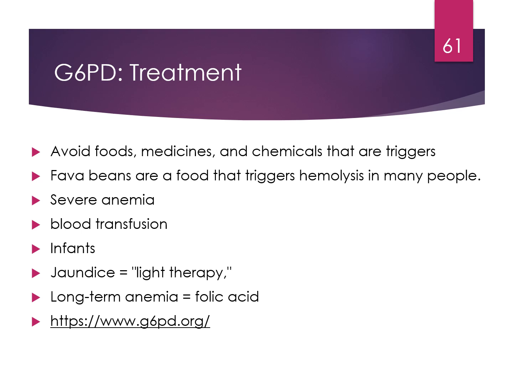For treatment, individuals who have G6PD deficiency need to avoid foods, medicines, and chemicals that may be triggers. Fava beans are a food that triggers hemolysis in many of these patients, so you want them to avoid those. These patients may need a blood transfusion. If it is an infant or an individual who has jaundice, they may need light therapy. And if they have long-term anemia, then you want to give them folic acid.